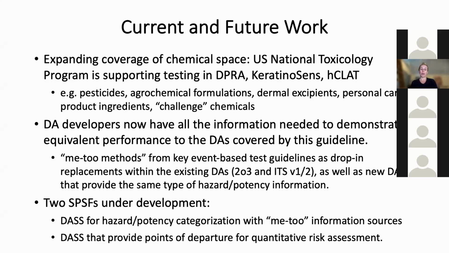So we polled our US federal and international regulatory partners for nominations of different types of chemicals that we could test in the DPRA, the keratinocytes, and the h-CLAT. Those included things like formulation products and chemicals that are typically challenging in in vitro systems, to try to understand how well these approaches may do against those types of substances. That's ongoing. The testing of around 200 substances is largely done, and we're just analyzing the data now.